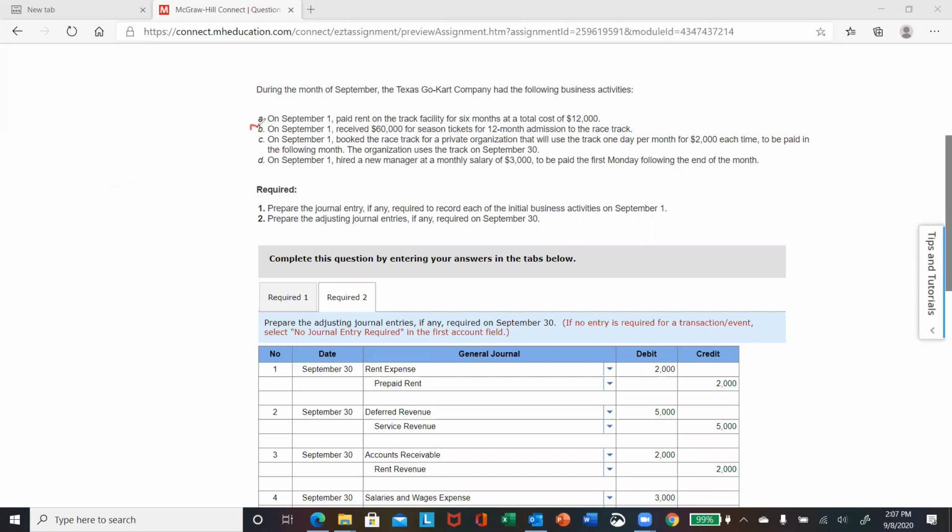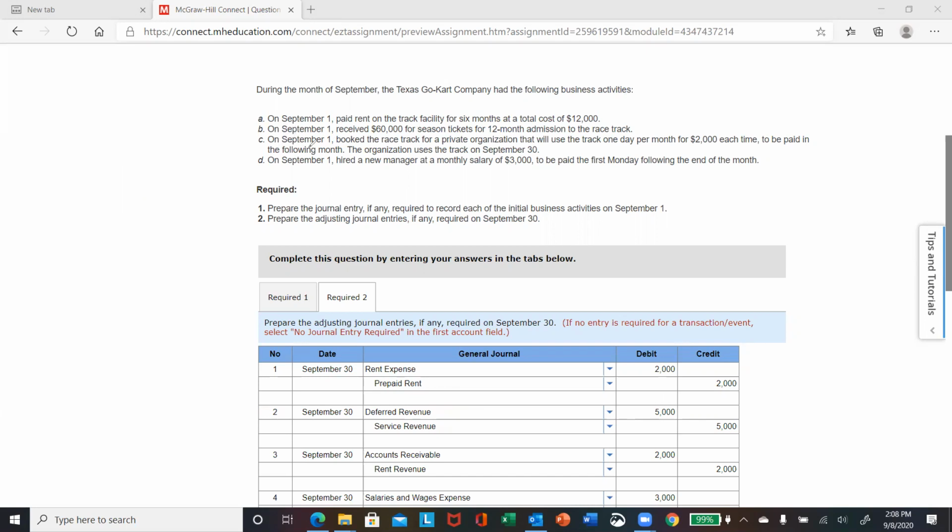Part B says we got $60,000 in cash for season tickets for 12-month admission to the racetrack. So again, you just take that $60,000 and it's for a 12-month admission. You just divide that by 12 and basically every month you're going to be earning $5,000. So on part 2, notice you're going to debit deferred revenue, credit service revenue for that $5,000.